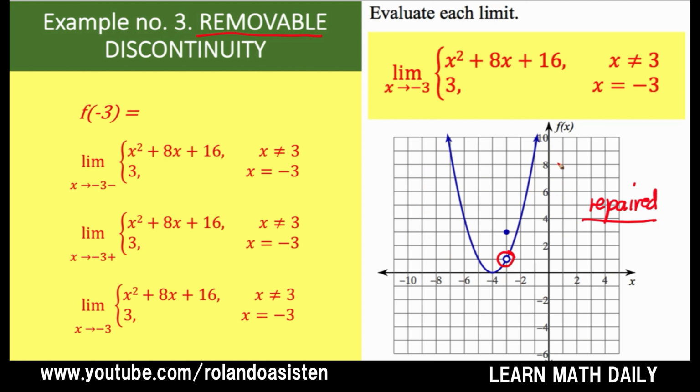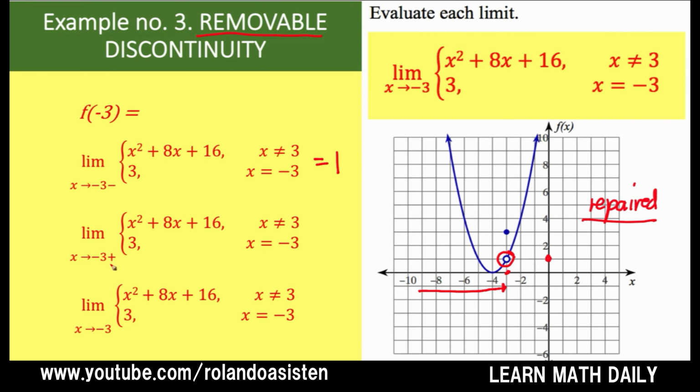So what is the limit of this piecewise function, x squared plus 8x plus 16, when x is not equal to negative 3, or the function is equal to 3 if x equals negative 3? So let's take a look at the left-hand limit. As x approaches negative 3 from the left, we are coming from here, going this way. What is the y value? The y value is the limit. So the y value is approaching positive 1. So the limit here is positive 1.